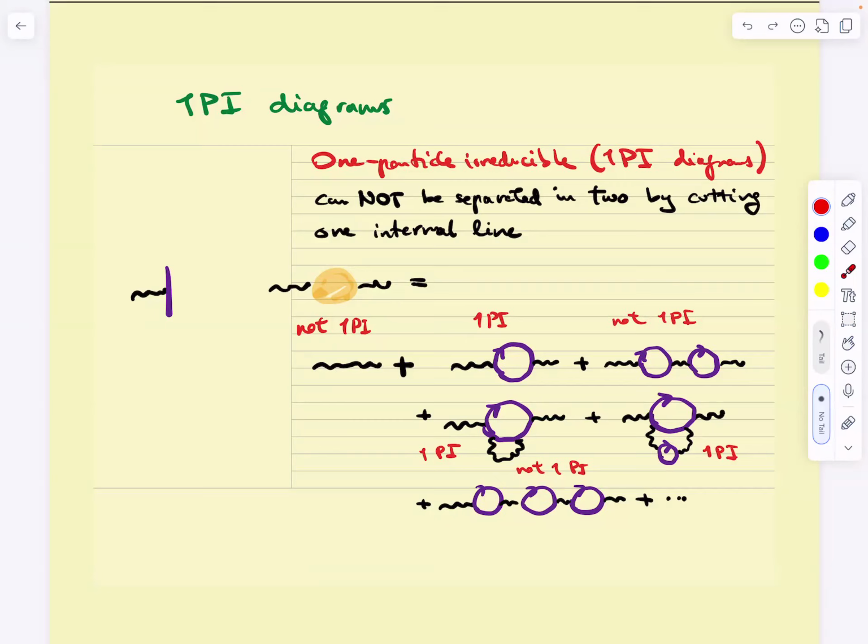Any thoughts? Is this one pi? No, because it's an internal leg. If you cut it here, it becomes disjoint. So one pi diagrams, or one particle irreducible diagrams, are those that by one cut could not become disjoint. Why do we care? It turns out that it's a very helpful way of thinking about diagrams.